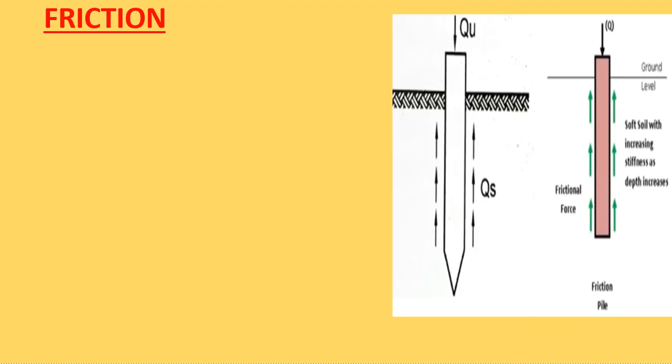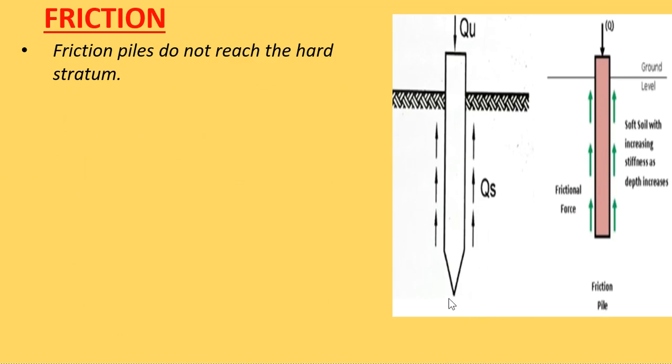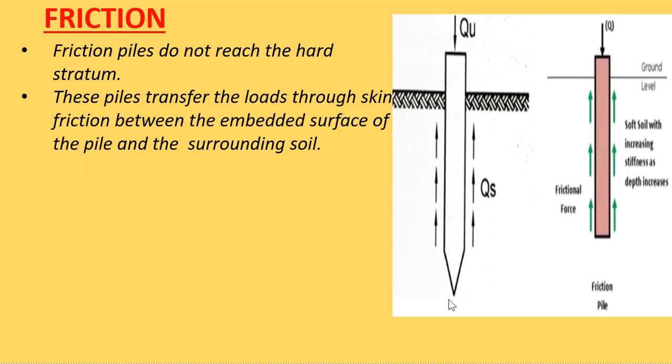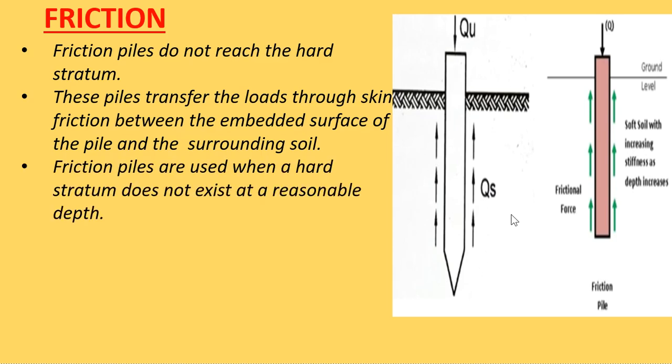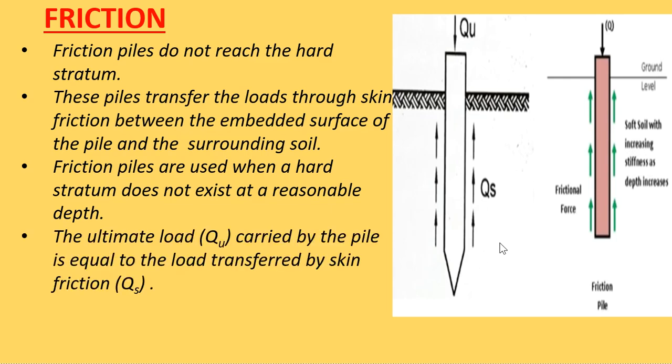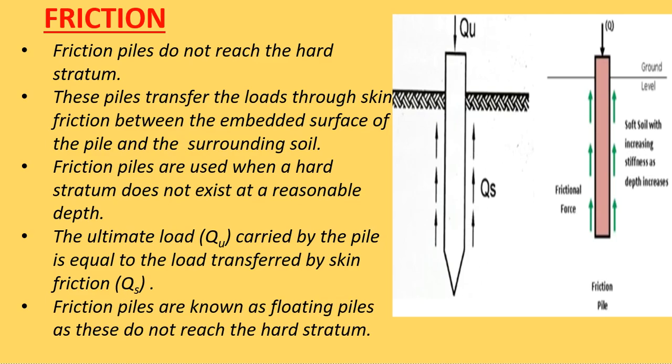Friction piles. Friction piles do not reach the hard stratum. These piles transfer the loads through skin friction between the embedded surface of the pile and the surrounding soil. Friction piles are used when a hard stratum does not exist at a reasonable depth. The ultimate load carried by the pile is equal to the load transferred by the friction. Friction piles are known as floating piles as these do not reach the hard stratum.